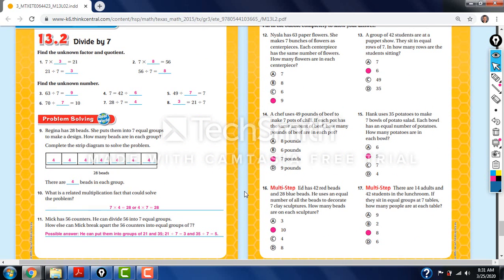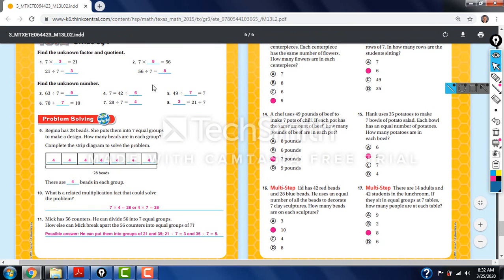Here is 13.2. Here's your homework. And if you take a look at this, we're finding the unknown factor and quotient. Remember, when it's this one here, this is the factor right here. And this is the quotient here. So 7 times 3, 21. Here's the factor. We're trying to find 7 times what equals 56, which is 8. These two are the quotients. 21 divided by 7 is 3. 56 divided by 7 is 8.